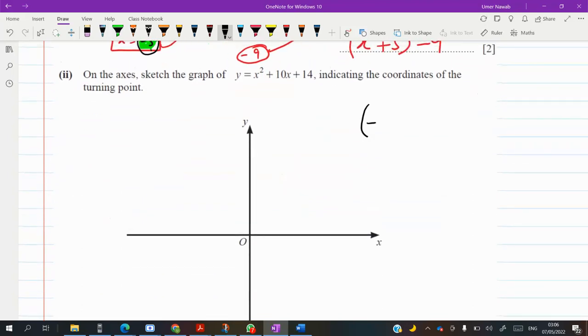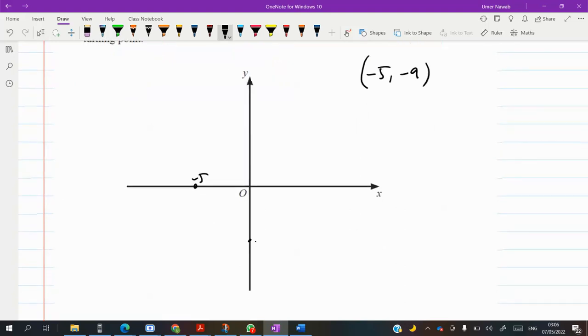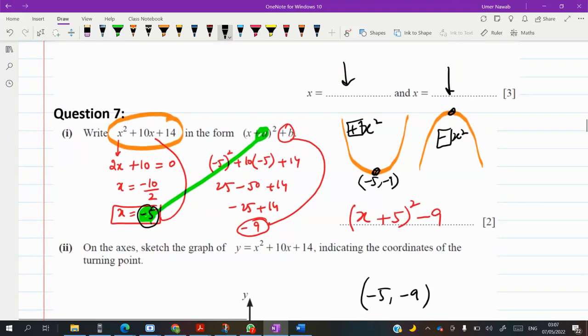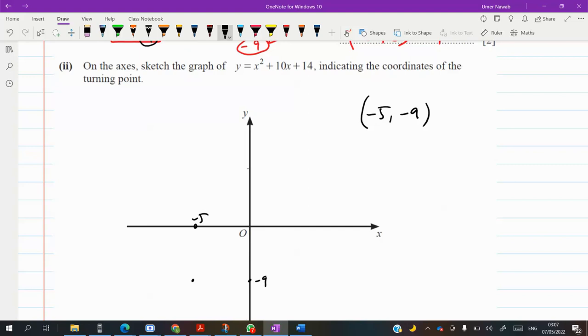So minus 5, minus 9, I'm going to write it here. Where the graph cuts the y-axis, let me check. Your y-intercept must be provided to you. This is 14, so the graph cuts at 14. So now your parabola comes half and half here. The parabola should cut at 14. The examiner will give you the marks if your y-intercept is correct and if your vertex is right. So your vertex is minus 5, minus 9.